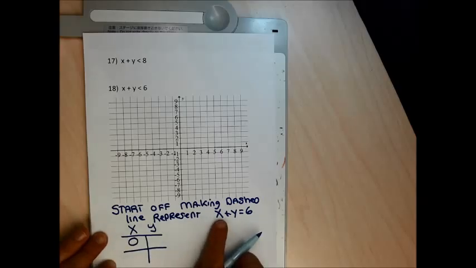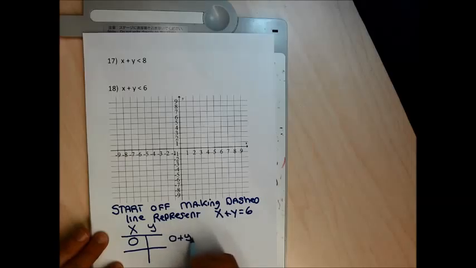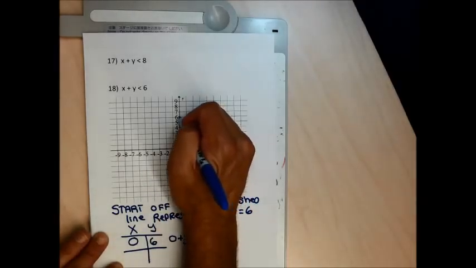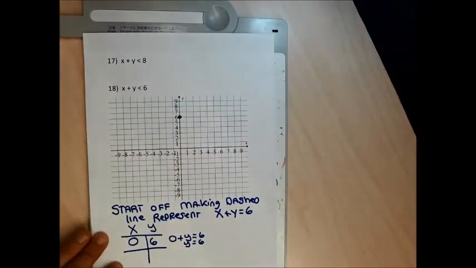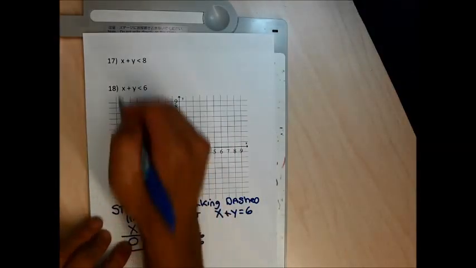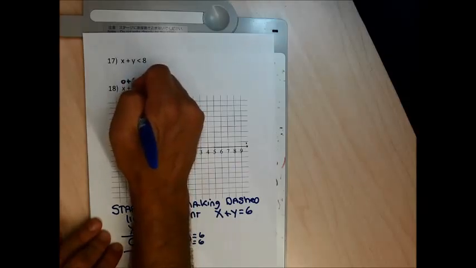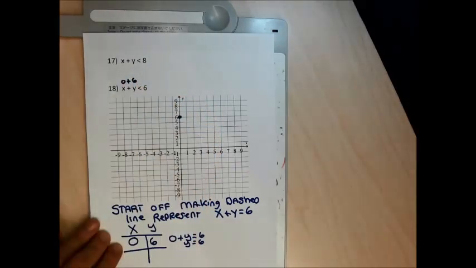If I put 0 in the x column, that tells me in my equation to go 0 plus y equal to 6. That's going to give me y equal to 6. That's going to be the first point I'm going to graph for this. It's the point 0,6. That point right there, the point 0,6, if you add up the x 0 plus the y 6, you get 6.